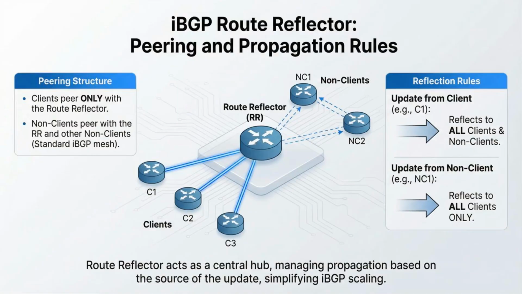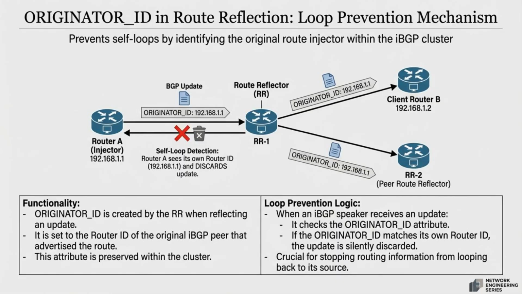Now, instead of a full mesh where everyone talks to everyone, all routers just peer with the route reflector. If you have 100 routers, you don't need 4,950 sessions. You need 99 sessions pointing to the RR. However, because we are breaking the loop prevention rule, split horizon, we need new mechanisms to prevent loops, because we've just reintroduced the possibility of a loop.